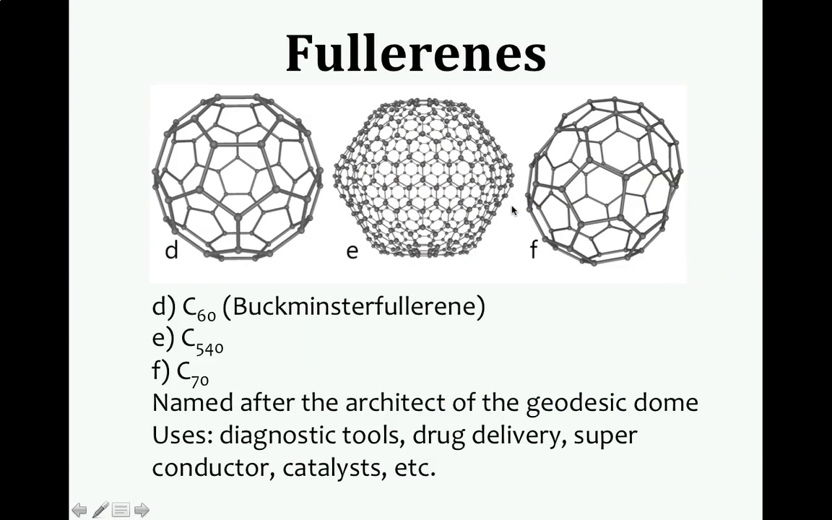And then we have the fullerenes, and there's a few different fullerenes in this image here. We have C60, which is called Buckminster fullerene. That was the first of the fullerenes that was discovered. We have C540, that's this one right here, and then C70. This one looks just like a soccer ball. So if you're a soccer player, every time you look at it, you should think Buckminster fullerene, where each of these dots represents where carbons are being held.